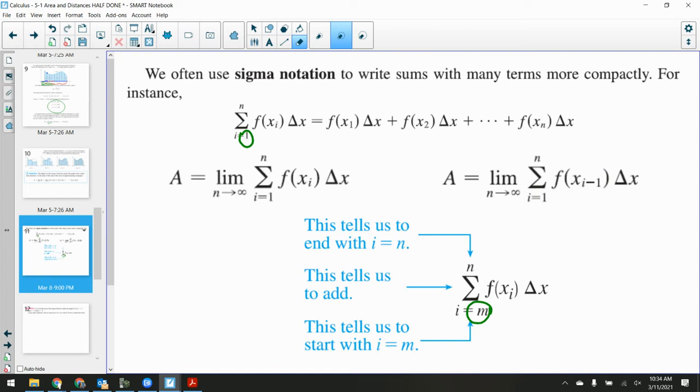The starting value is below the sigma. The ending value is above the sigma. Starting value is down below. Final value is up above.